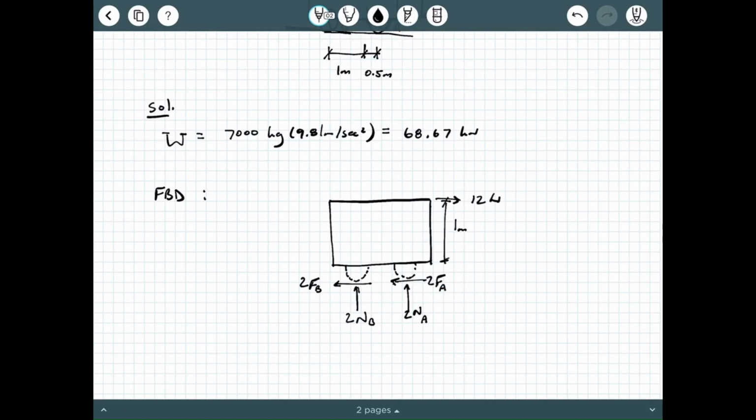So what do we do next? Well, we're looking at this, and we probably should go ahead and put our weight on here, shouldn't we? I knew we were forgetting something, right? Weight is 68.67 kilonewtons.